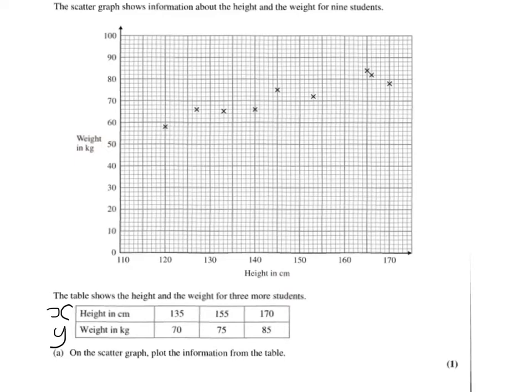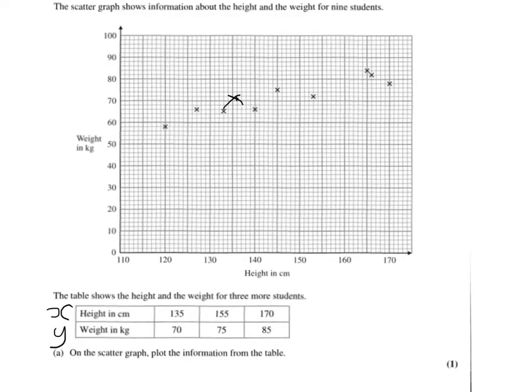135, that's easy enough, that's going to be on this line here. Now 135 goes with 70, and 70 is marked in, so that's fairly straightforward to put that one in. So let's do that now, and it's a bit difficult because I'm marking these in with my finger, but that's about right there.